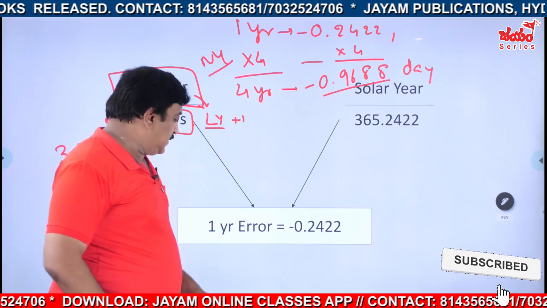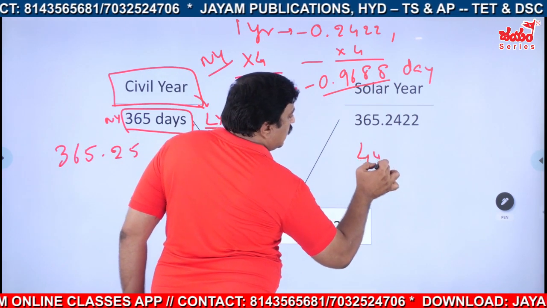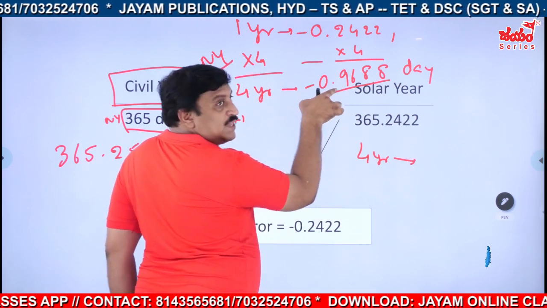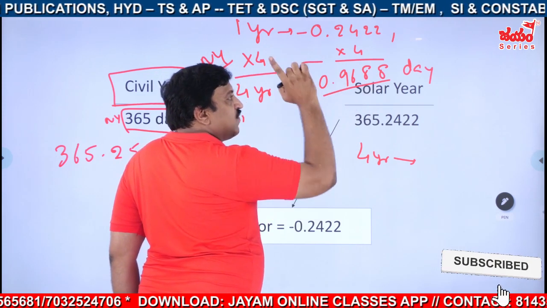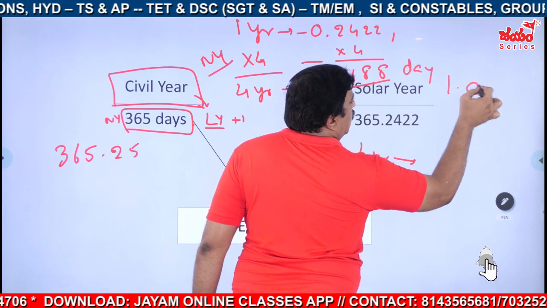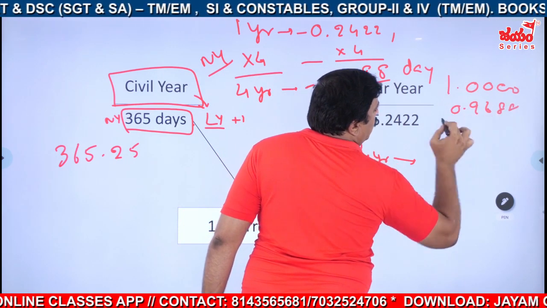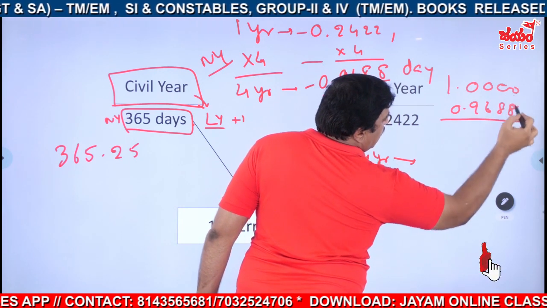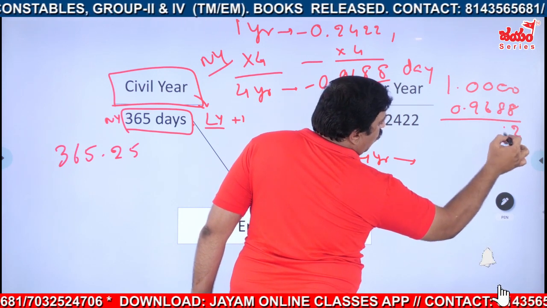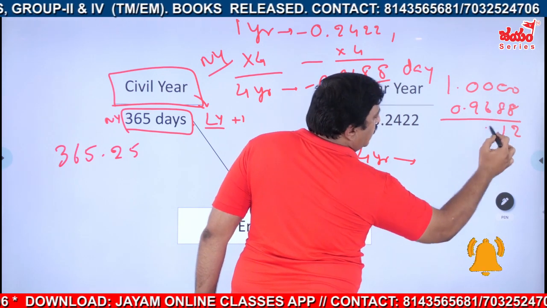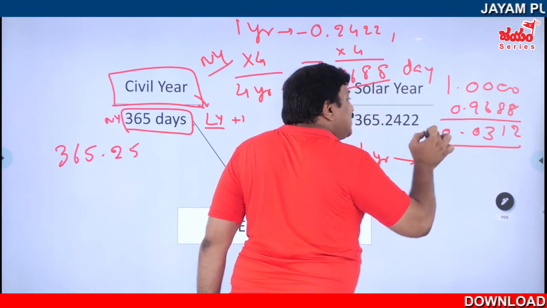Now the problem is, for 4 years, you have taken an error. See this one, error of how much? Instead of 0.9688, you have taken 1. So if I subtract, how much is this one? 10 minus 8 is 2, 9 minus 8 is 1, 9 minus 6 is 3, 9 minus 9 is 0. This is the excess you have taken.